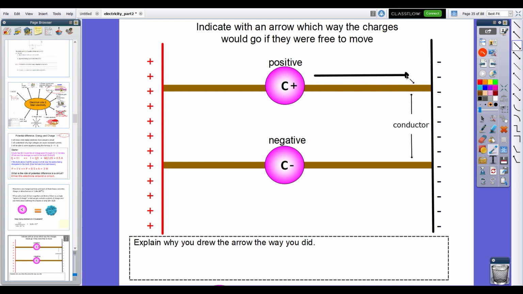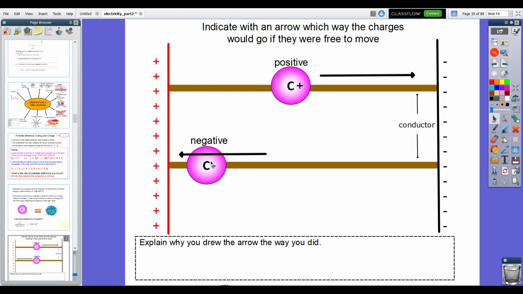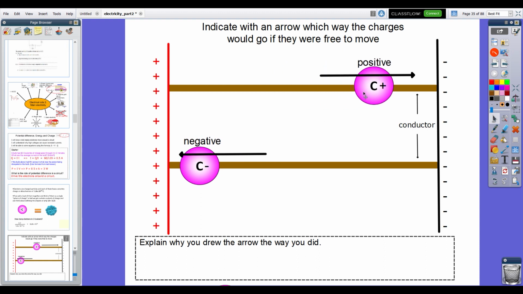Okay. In effect, the positive charge would actually want to go that way, because the positive charge would be attracted to the negative. The negative would want to do the opposite. So we'd actually end up with a situation probably a bit like this. Positive going that way. Now, that's really the arrows I'd like you to draw on the diagram.